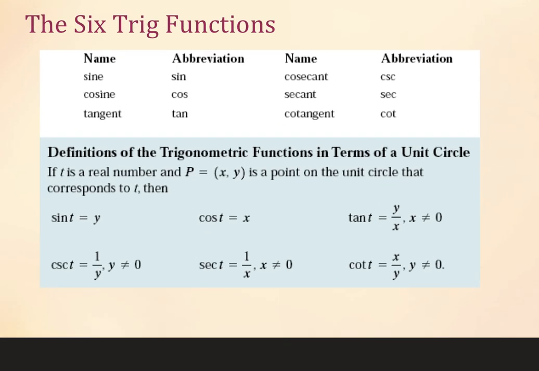So those 6 trig functions, which hopefully at least sine, cosine, and tangent sound familiar. They are spelled S-I-N-E, but abbreviated as sin. C-O-S-I-N-E, cosine abbreviated as cos, and tangent abbreviated as tan. And then their reciprocal functions are cosecant, secant, and cotangent. Cosecant is abbreviated as CSC, secant, SEC, and cotangent, COT.